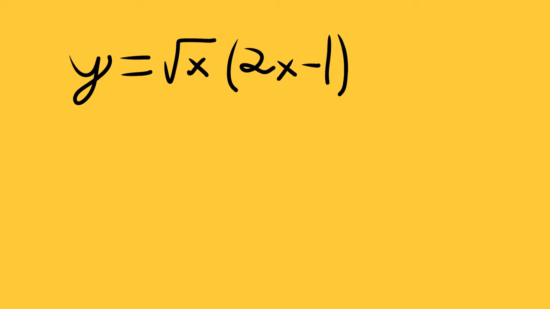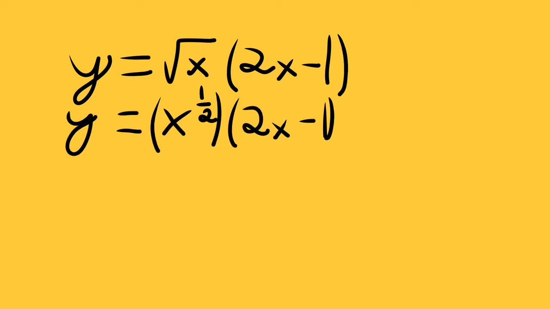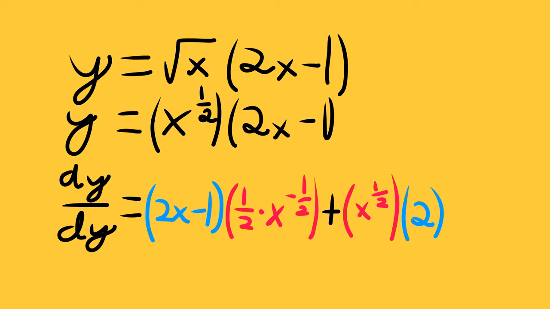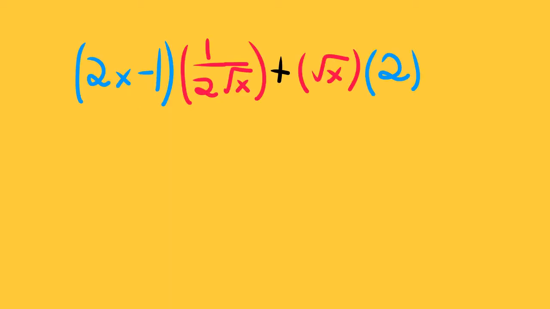So let's say we've got a slightly more complicated one. y is equal to square root of x times 2x minus 1. Okay, so y is equal to x to the power of a half times 2x minus 1, because you know that the square root is the same as to the power of a half. So you've got the second term times the derivative of the first plus the first times the derivative of the second. So you've got a half of x, because that's the power, to the power of minus a half, because a half minus 1 is minus a half.